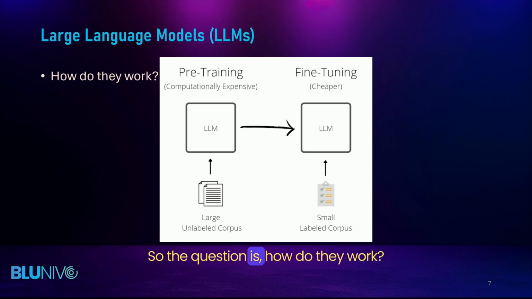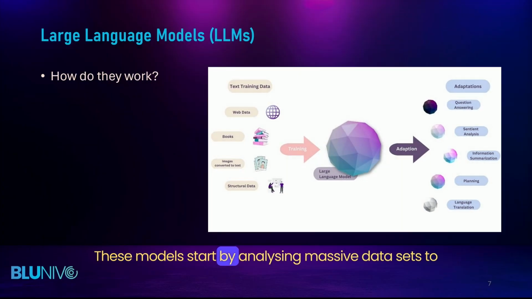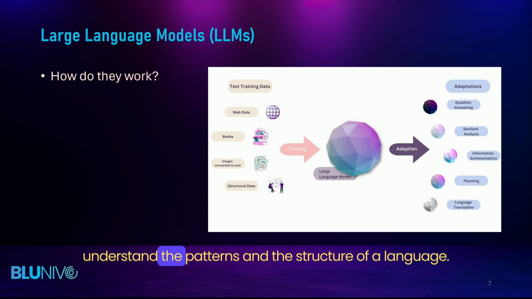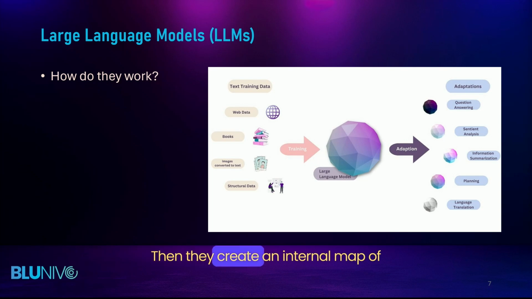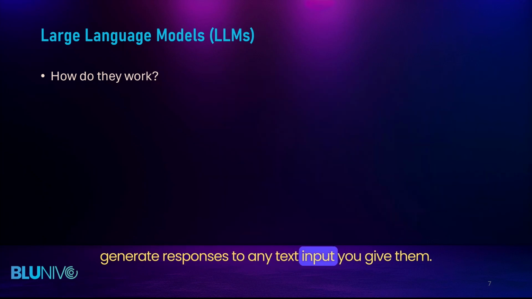So the question is, how do they work? These models start by analyzing massive data sets to understand the patterns and the structure of a language. Then they create an internal map of how we use words and sentences. And once this map is built, then they can generate responses to any text input you give them.